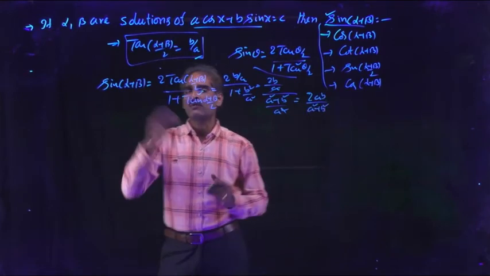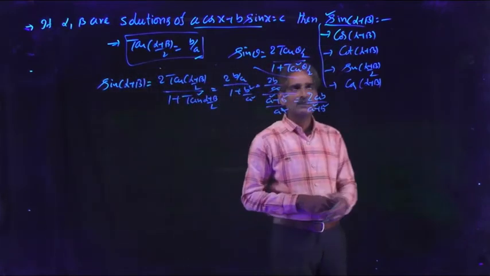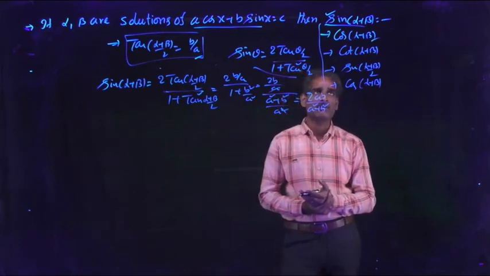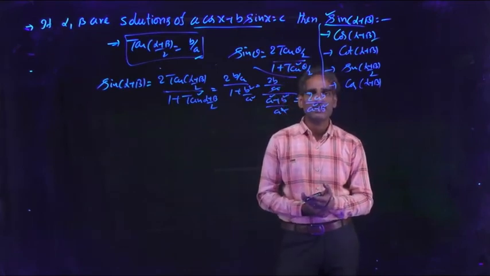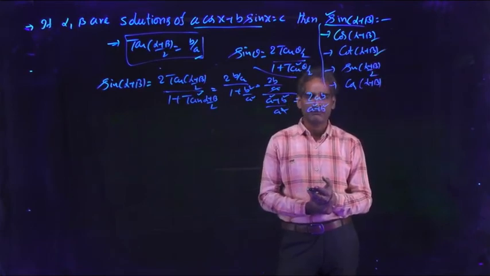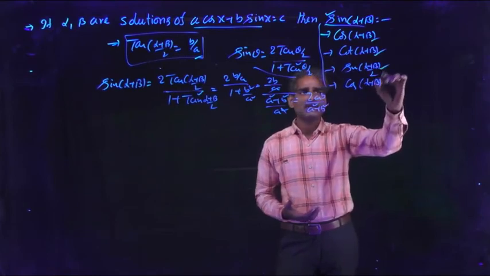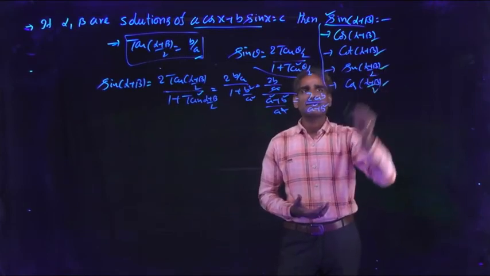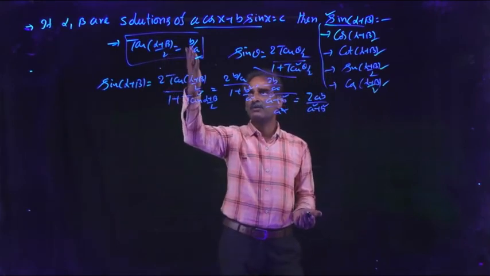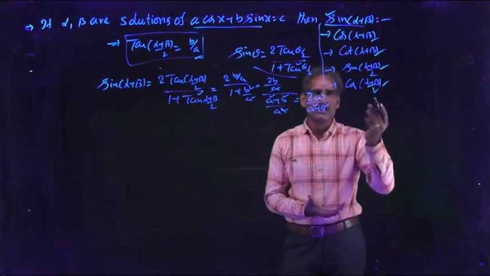This is how to find sin of alpha plus beta. Suppose he asks for cos of alpha plus beta. We have a formula for this also: 1 minus tan square of alpha plus beta by 2, divided by 1 plus tan square of alpha plus beta by 2. Here also we can express cot of alpha plus beta in terms of tan of alpha plus beta by 2. So here we can write sin of alpha plus beta by 2 directly by using the triangle. If tan of alpha plus beta by 2 equals b by a, with the help of the triangle we can write sin of alpha plus beta by 2 and cos of alpha plus beta by 2.